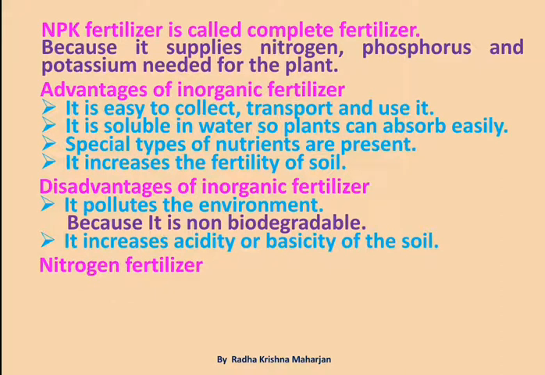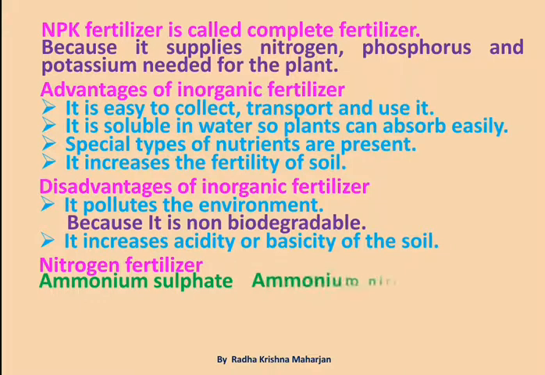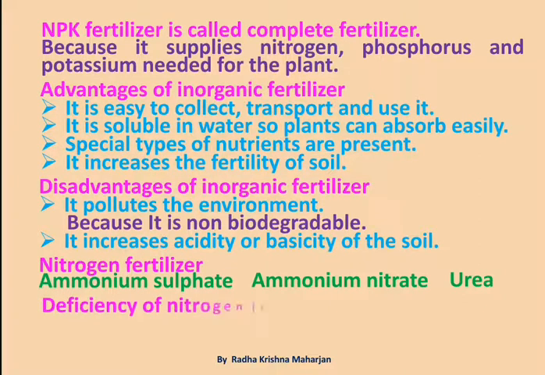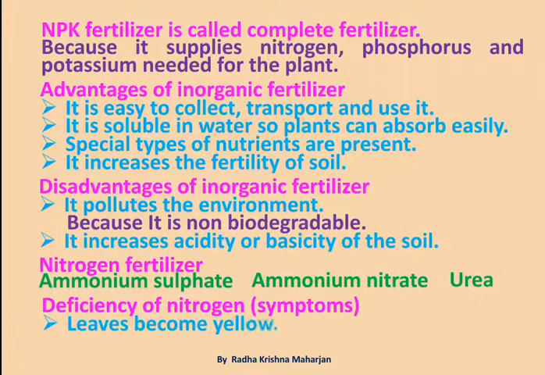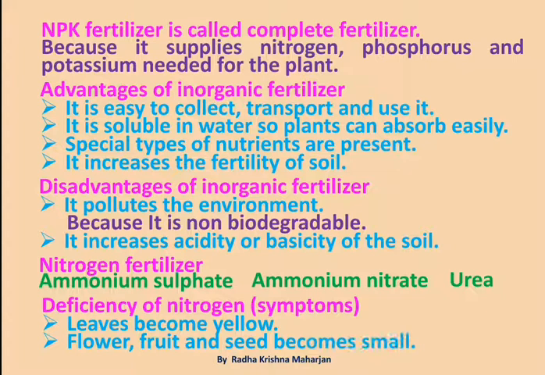Nitrogen fertilizer: ammonium sulfate, ammonium nitrate, urea. Deficiency of nitrogen. Symptoms: leaves become yellow, flower, fruit and seed becomes small.